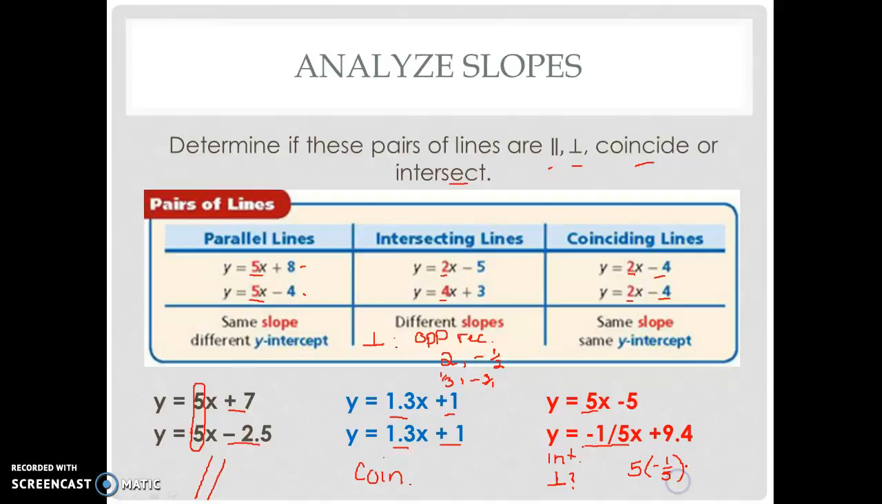If you get a result of negative 1, that means they are opposite reciprocals. So 5 times negative 1 is negative 5 divided by 5, and when you simplify this, you do get negative 1. If you do not get negative 1, they are not perpendicular. If you get anything but negative 1, they are simply intersecting. We did get negative 1. That means these two lines are not only intersecting, but they are perpendicular as well.